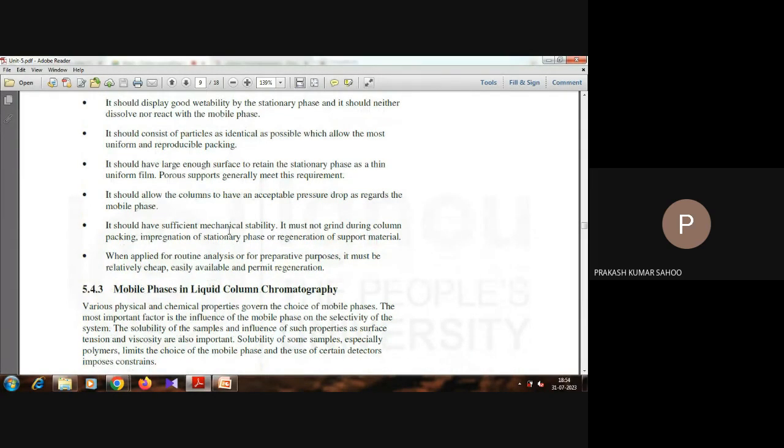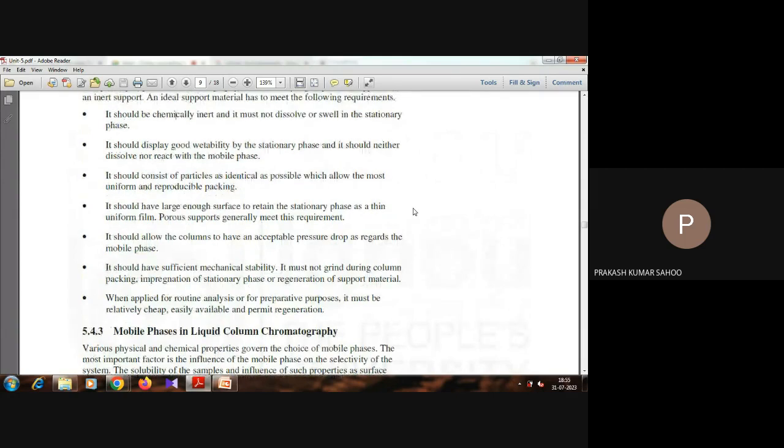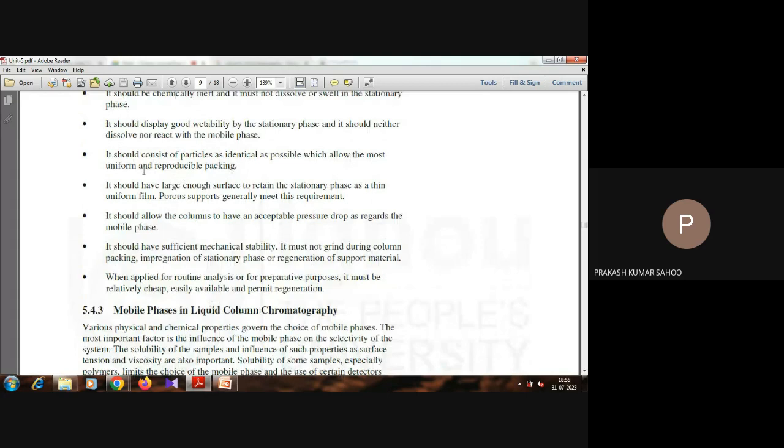It should have sufficient mechanical stability. It must not grind during column packing, impregnation of stationary phase, or regeneration of support material. When applied to routine analysis or for preparative purposes, it must be relatively cheap, easily available, and permit regeneration. So these are the properties or qualities a support must have in liquid chromatography. Okay, so chemically inert, cannot dissolve or swell, cannot react with the mobile phase, it should have uniform or reproducible packaging, and these are the important things.